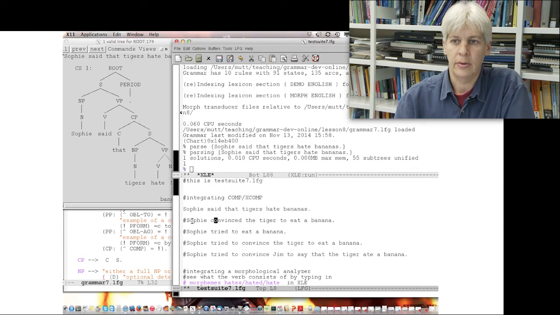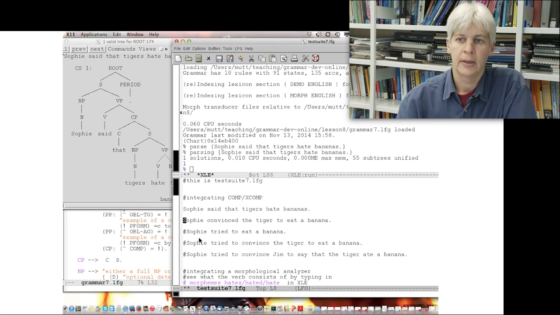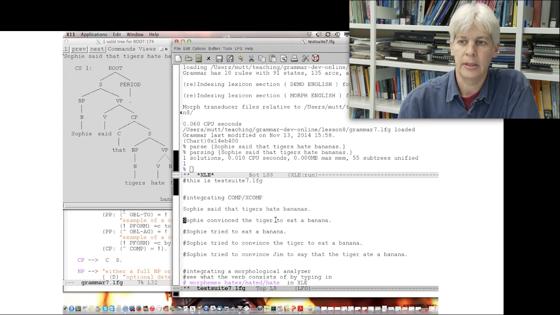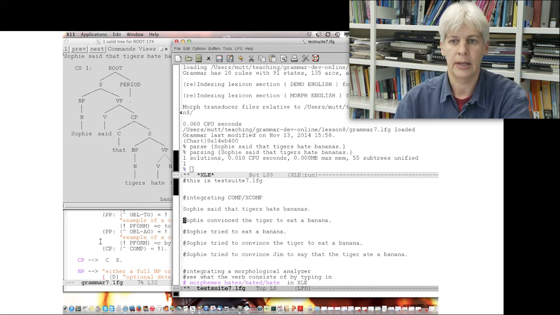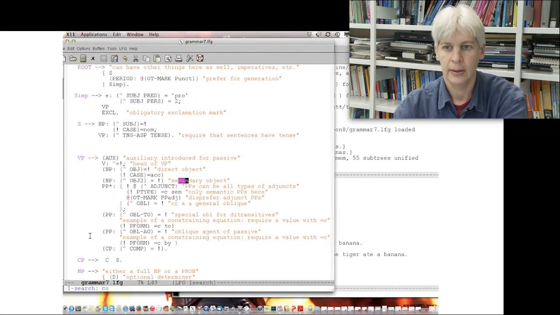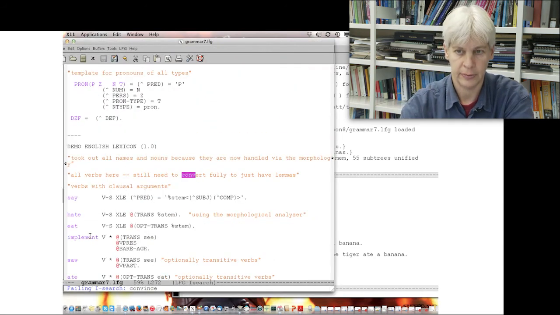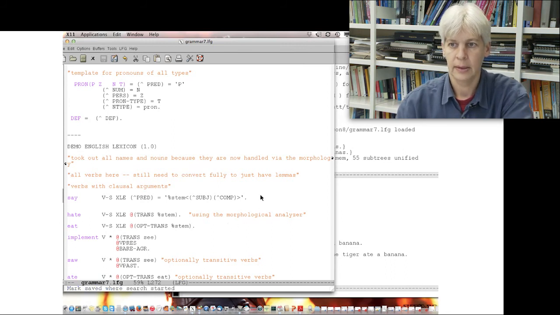So how about this one then? Sophie convinced the tiger to eat a banana. This will involve an X-comp, to eat a banana. So what do we need for this? We need an entry for convince. And we probably need an entry for to, and everything else should be all right. So let's try that. Okay, so we need an entry for convince. Convince. No, we don't have convince. So let's add one.